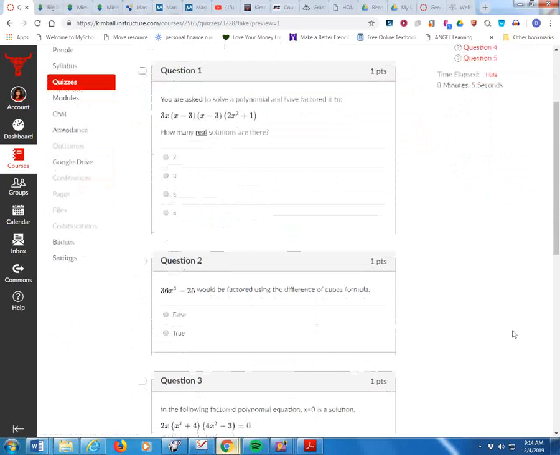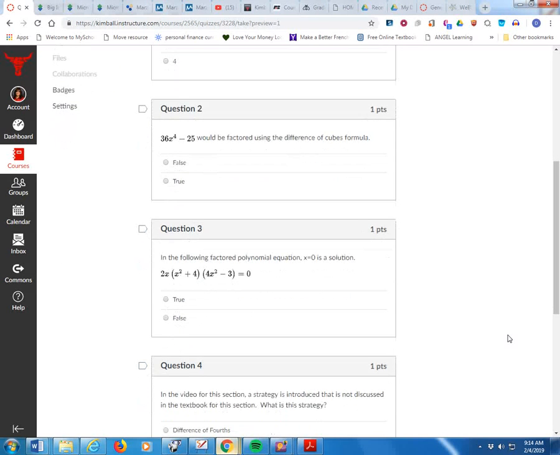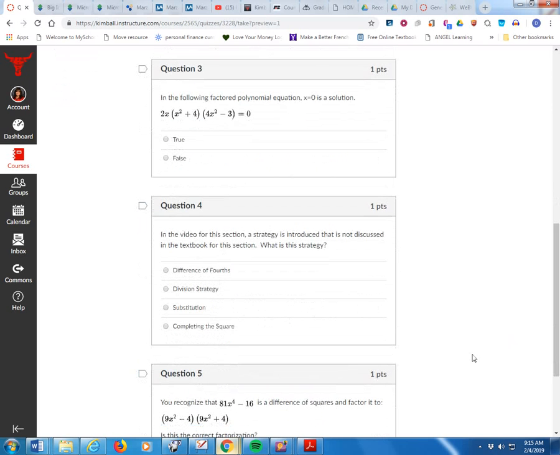Okay, if you're asked to solve a polynomial and have it factored, which is one we just did, there's 3 real solutions. 2 of them are imaginary. 36x to the 4th minus 25 would be factored using the difference of cubes formula. False. Difference of squares, because they're both perfect squares. The square root of 36x to the 4th is 6x squared, and the square root of 25 is 5. So this would be 6x squared plus 5, 6x squared minus 5. In the following factored polynomial equation, x equals 0 is a solution. True. Because you have to set each one of those equal to 0 and solve.